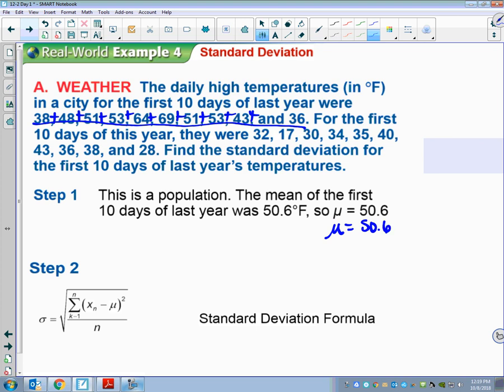Okay? And then what we're going to do in class is we're going to take each of these data points and subtract it from 50.6. That's what this means. We're going to add them up, square it, and divide by the number of numbers. And that will be our standard deviation. So if you want to try that, you can. Otherwise, we'll just wait in class and we'll finish this up.